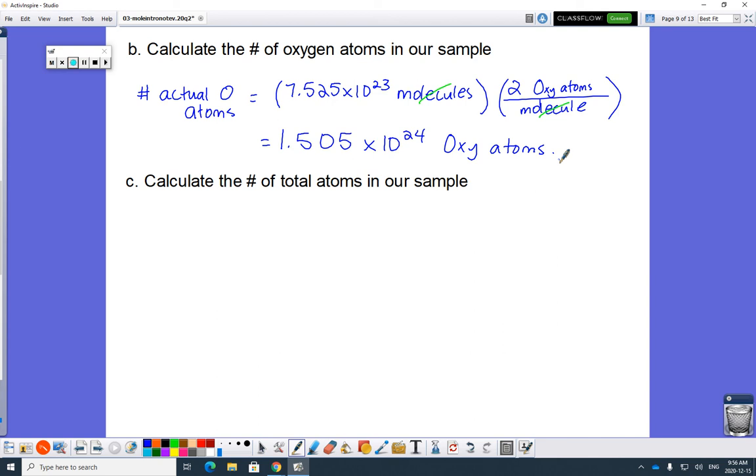And then I'm going to do this one a little bit differently. Maybe you'd rather think about how many atoms there are in a molecule first and then multiply by the number of molecules. You can totally do that too. So how many total atoms are in our sample or molecule? There's 3.